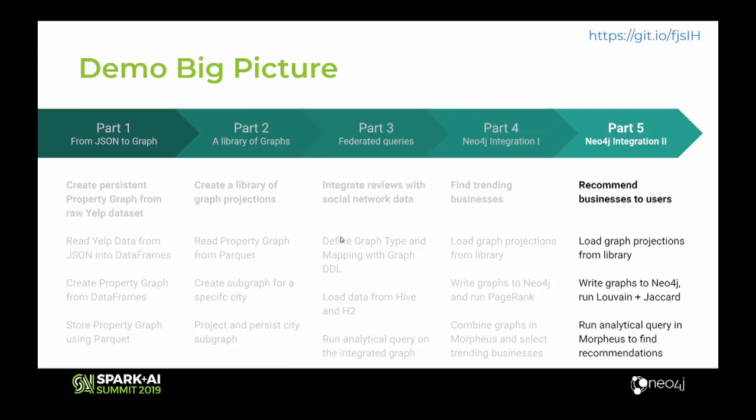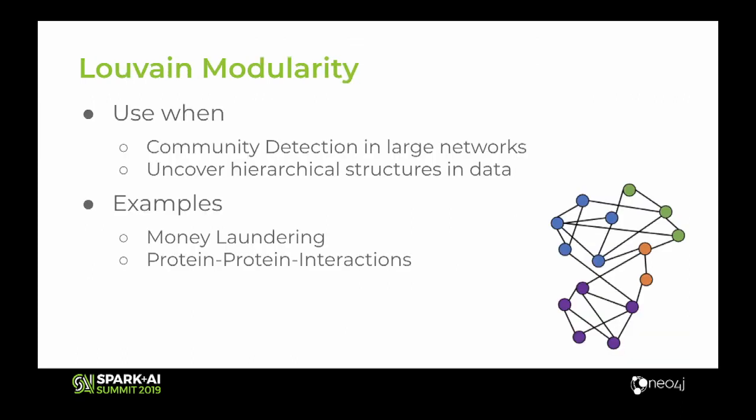The second example we want to show is using two algorithms. The first one is Louvain modularity, which is a community detection algorithm that allows you to detect connected nodes, or kind of nodes that belong together in a community within a large network. And it's also being used for money laundering, so also fraud protection and fraud detection, sorry. And you can use it, for example, in protein-protein interaction networks.